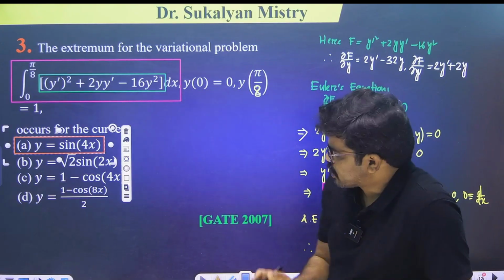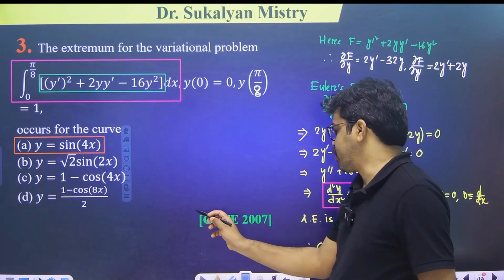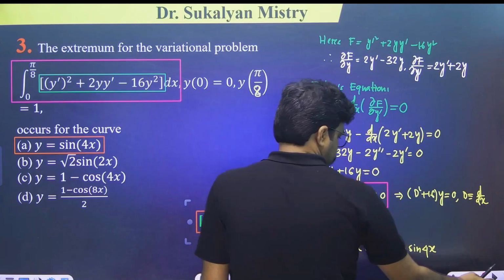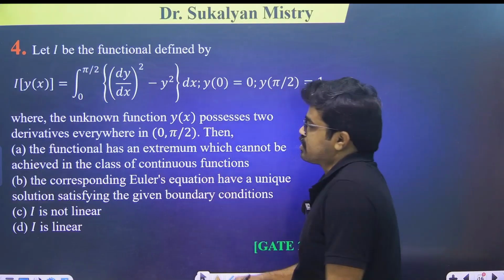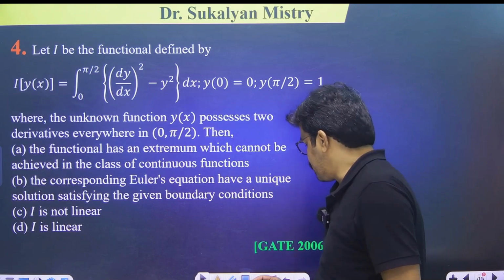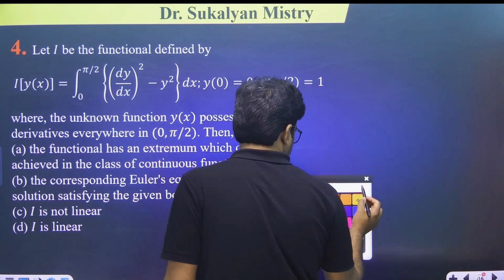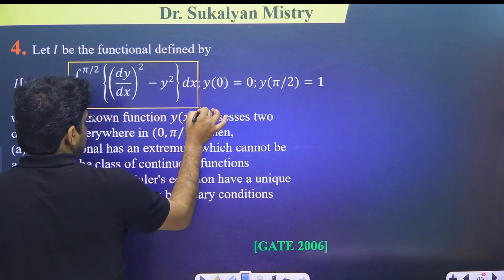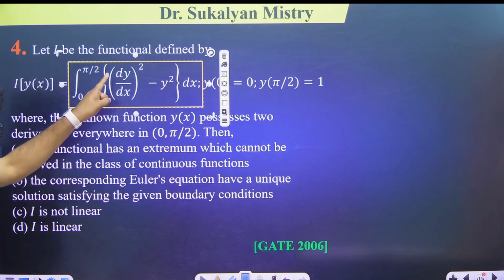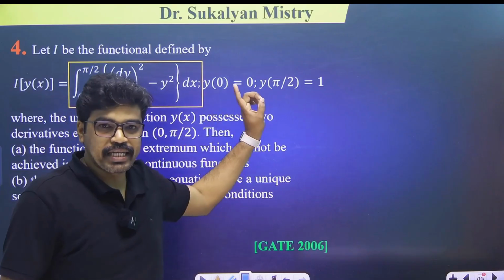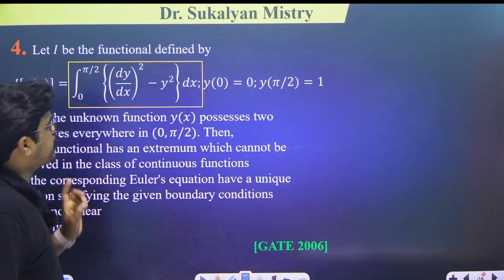Okay, this question was asked in the GATE exam 2007. Okay, clear? Just see this problem. Here the functional is given by this: the integral from 0 to π/2 of (dy/dx)² minus y², that means y'² minus y².